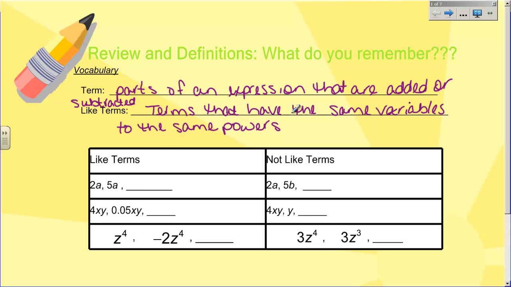You would not have 3 apples in one hand and 2 bananas in another and say, I have 5 apples. Because obviously you don't, you only have 3. So they have to be the same in order for you to combine them. It's the same kind of scenario.